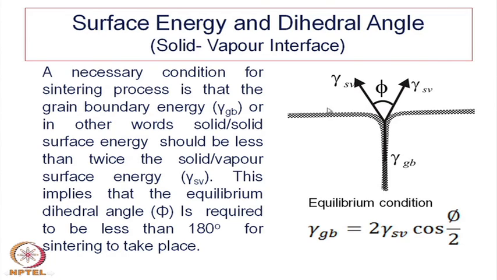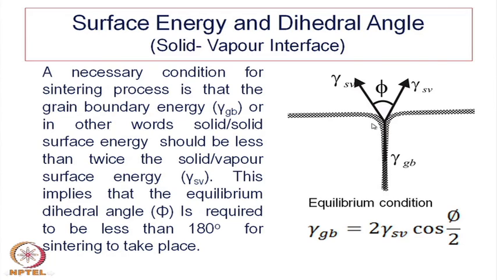This is solid to vapor surface, so it is still exposed to the vapor or the air, and here also the same thing. So, this is one particle and this is another particle, and slowly this grain boundary gets developed, so that the vapor phase is eliminated from that region. So, if we look at the surface energy terms, this is the grain boundary. So, the surface energy term is gamma GB, grain boundary, and these are the two tangents.